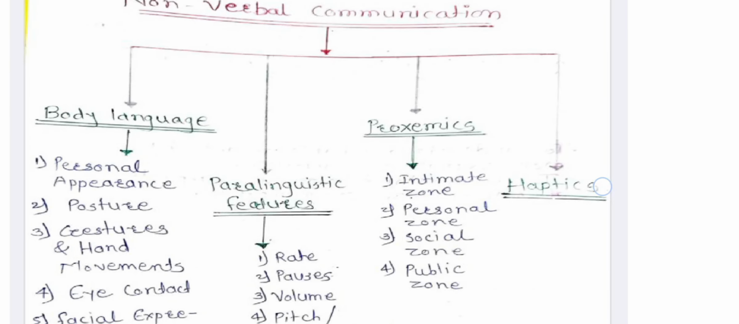Here we see a small chart of what is included in nonverbal communication. There are some points and parts. The first part is body language. In body language, we see personal appearance, posture, gesture like hand movements, eye contact, and facial expression.